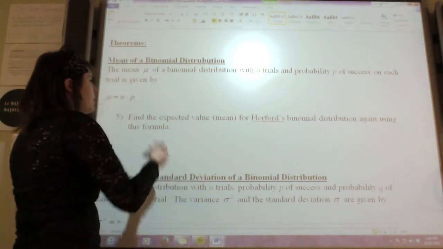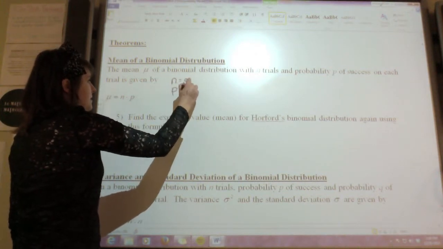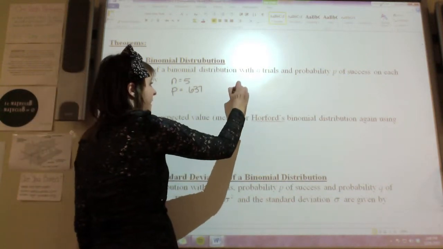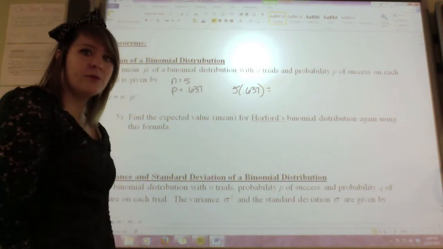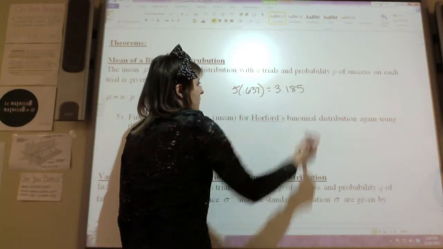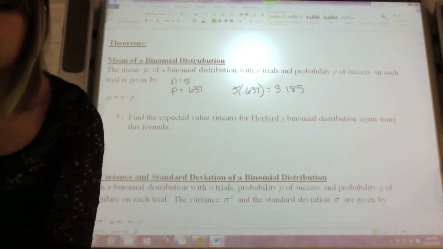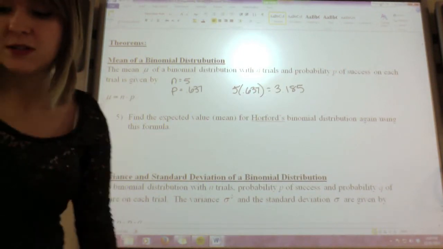So let's just think about our last situation. We had n equals 5, and our probability of success was 0.637. So if I take 5 times 0.637, hopefully you'll notice that I get 3.185. Okay? So this is just another way of calculating that expected value, except it's a lot easier when you have a binomial situation.